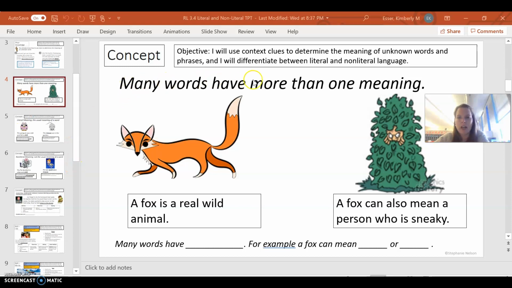It says many words have more than one meaning. So when I think about the word fox, a fox is a real wild animal, but sometimes a fox can also mean a person who is sneaky. For example, a fox can mean an animal or a person who is sneaky. Okay, so we have to think about how different things can mean different things. Okay, let's go to the next one.